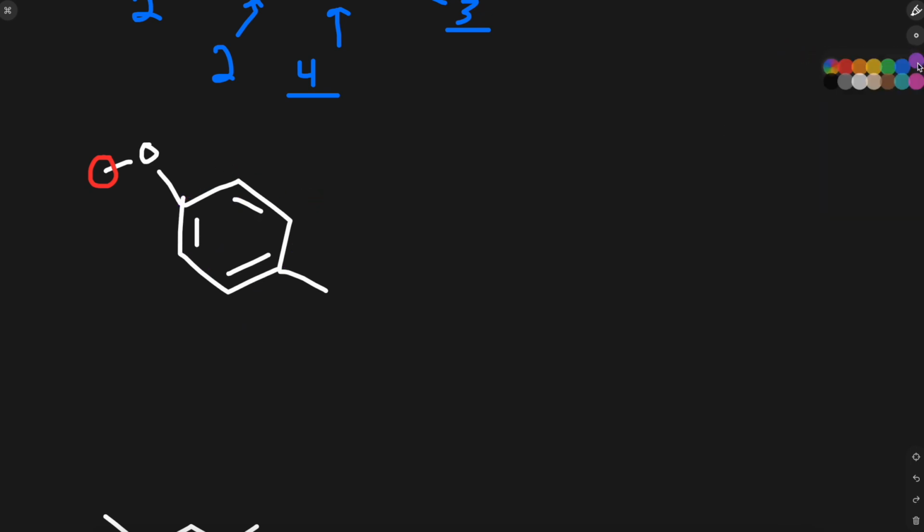So this is a respective hydrogen environment. This is a respective hydrogen environment. And of course, we have these methyl hydrogens on the end. So now we know we'll get 4 peaks on our H NMR.